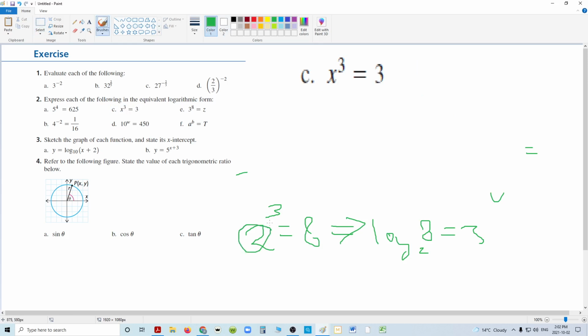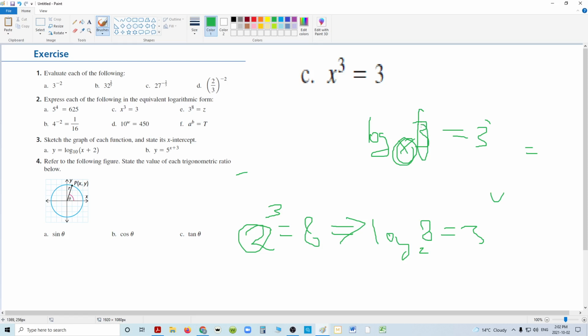Well, what's my base? It's the x. So log base x. What's that? That's going to be my answer. And this is going to be this. So they're saying, what do I have to put to the power of x to get 3?